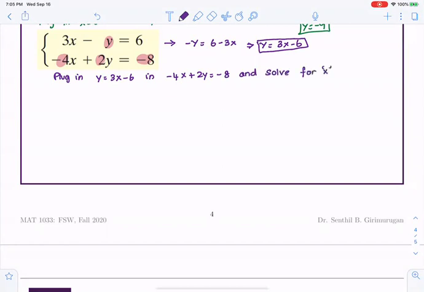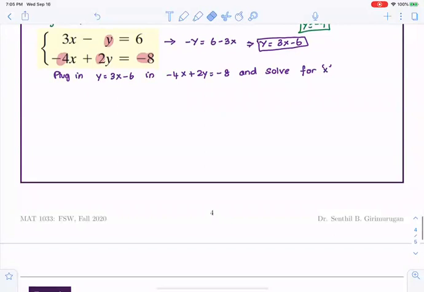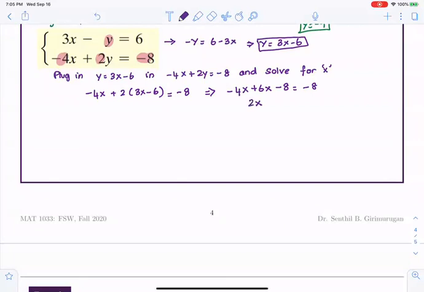So what we have is minus 4x plus 2 times 3x minus 6, because I'm substituting 3x minus 6 for y, equals negative 8. So we will have negative 4x plus 6x minus 8 equals minus 8. Negative 4x plus 6x is 2x. And we can move the 8 to the other side.